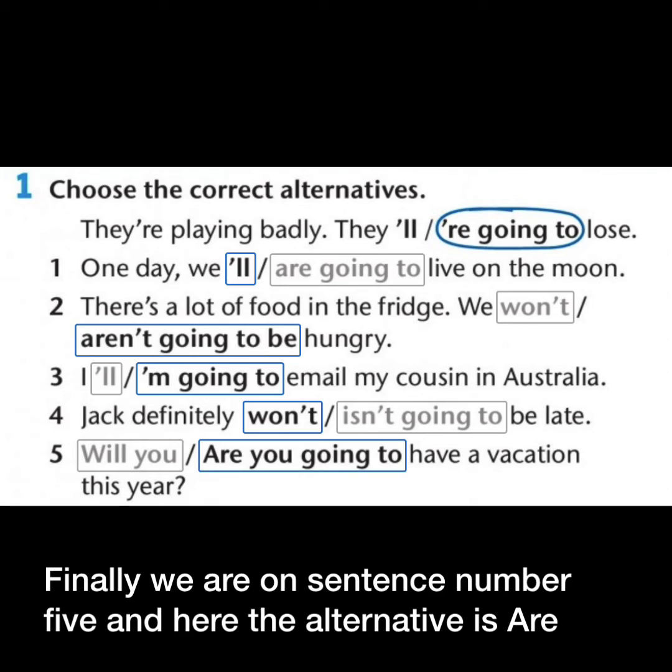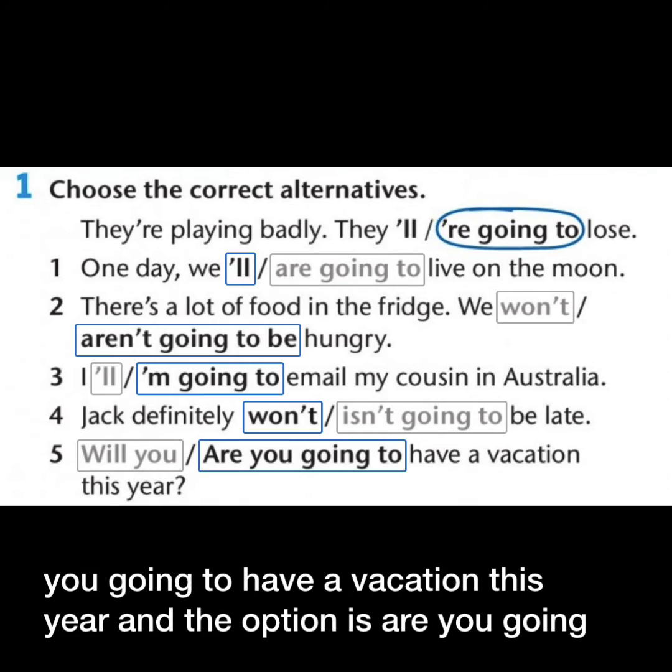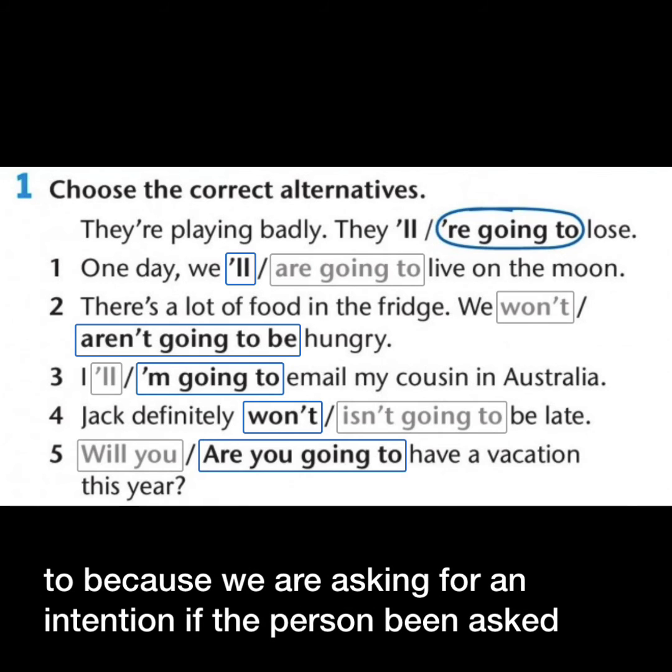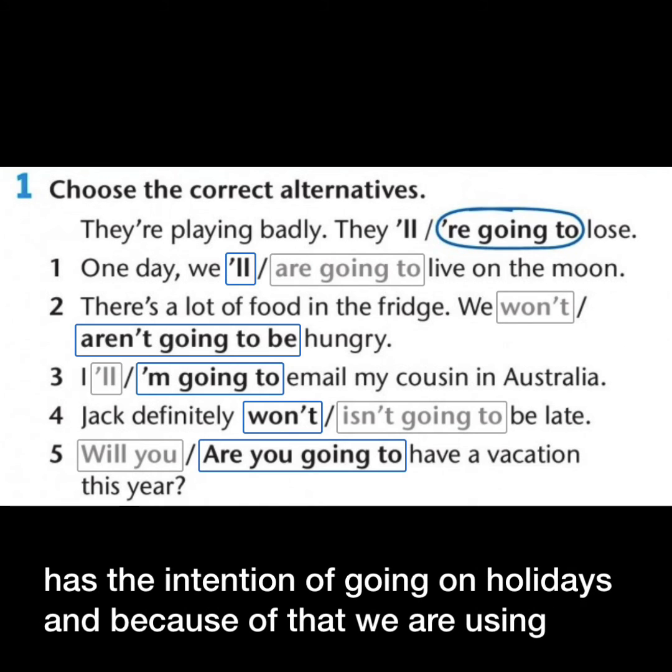Finally, we are on sentence number 5. And here the alternative is, "Are you going to have a vacation this year?" And the option is, are you going to, because we are asking for an intention, if the person being asked has the intention of going on holidays. And because of that, we are using going to.